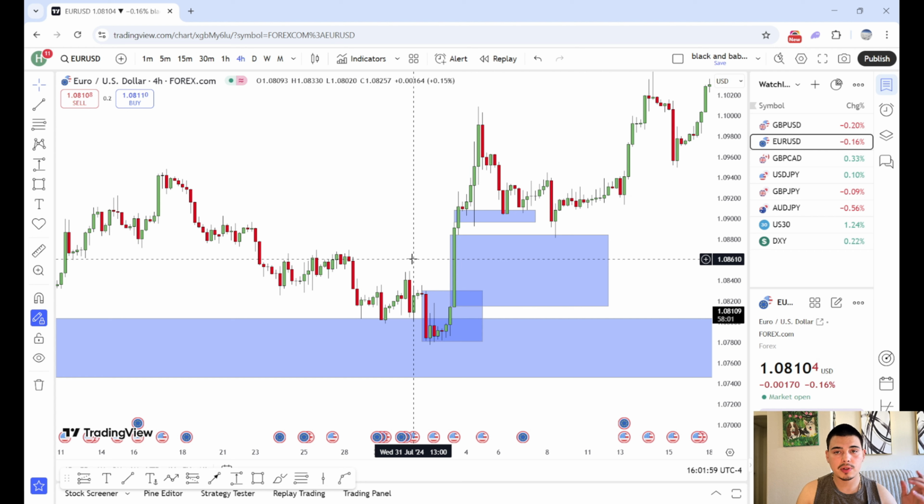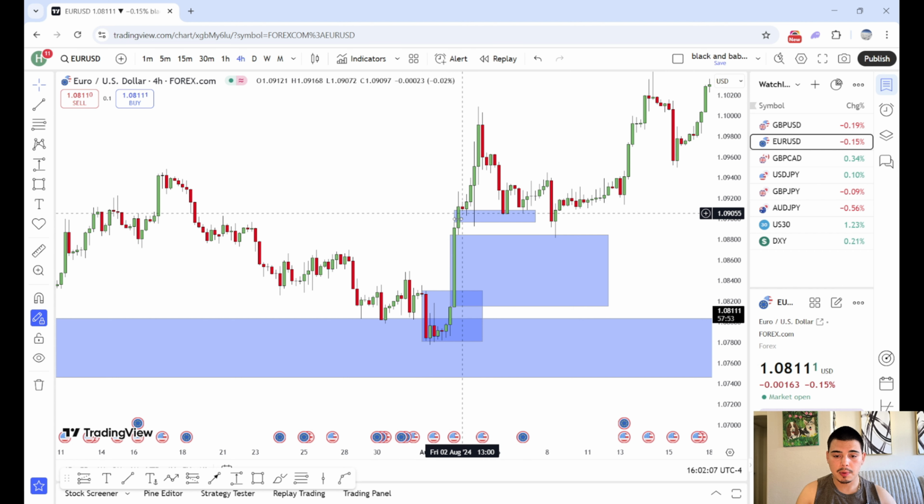Price can come into it, tap into it. When it taps into it, that's an area of sensitivity. You can look for opportunity. But if it doesn't tap into it, that's okay. Just keep in mind every other area of sensitivity price is potentially going to tap into. You know what I mean?